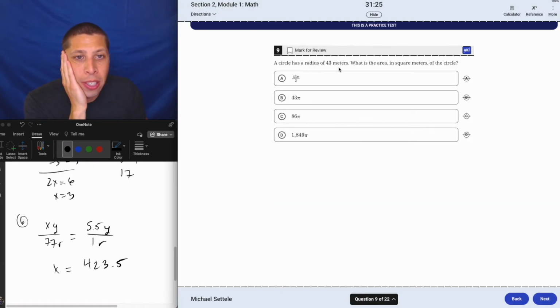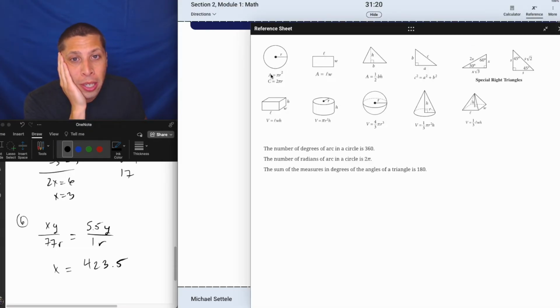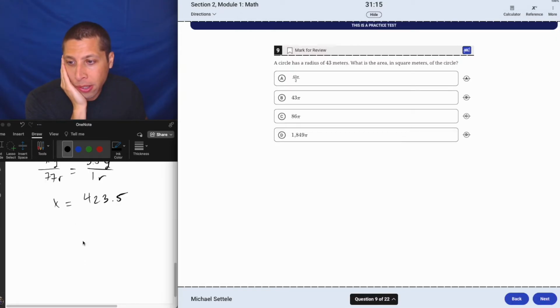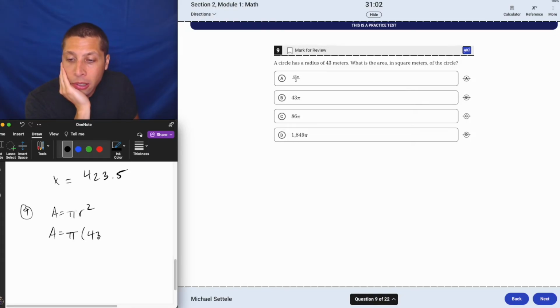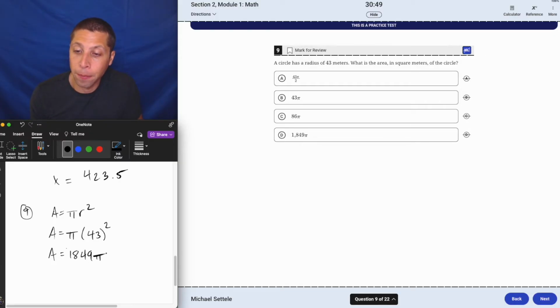A circle has a radius of 43 meters. What is the area of the circle? So you should know this because you should be a human in the world. But yeah, they give you the area of a circle. So A equals pi r squared. So let's come over here and just do it, that way we can see it. Area equals pi r squared. So area equals pi times 43 squared. All right, 43 squared. I don't know that off the top of my head. I bet it's big. 43 squared is 1849. 1849 pi.